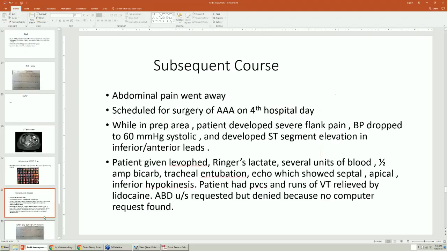And so a subsequent course is that his pain went away. He was scheduled for surgery on the 4th hospital day, and I got called to see him when he's in the pre-op area and is in duress and has a blood pressure of 60 systolic and a heart rate of 120. Basically he ruptured his aneurysm waiting to get prepped for surgery. And so that's a fire drill, hopefully not a Chinese fire drill, but it is a fire drill.